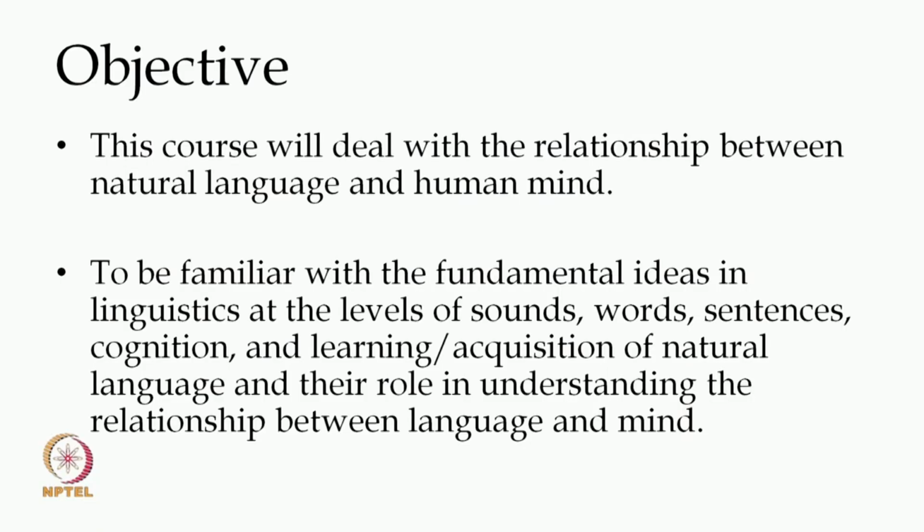The objective of the course is very simple. It deals with the relationship between natural language and the human mind. By natural language, we simply mean language that we speak, language that humans speak. And for the human mind, we only talk about the part of the mind that deals with human language, and we will look at the relationship between the two. Just a note on the human mind, it's one of the most complex things to study.